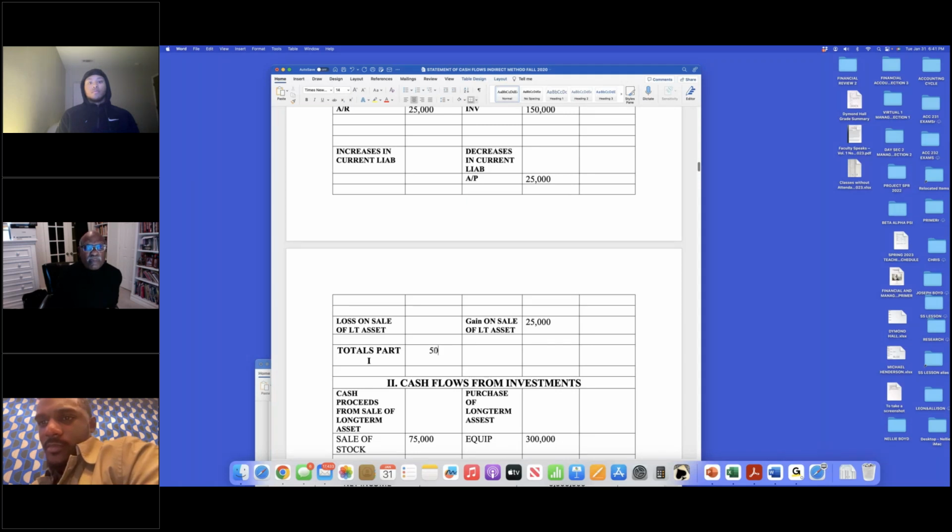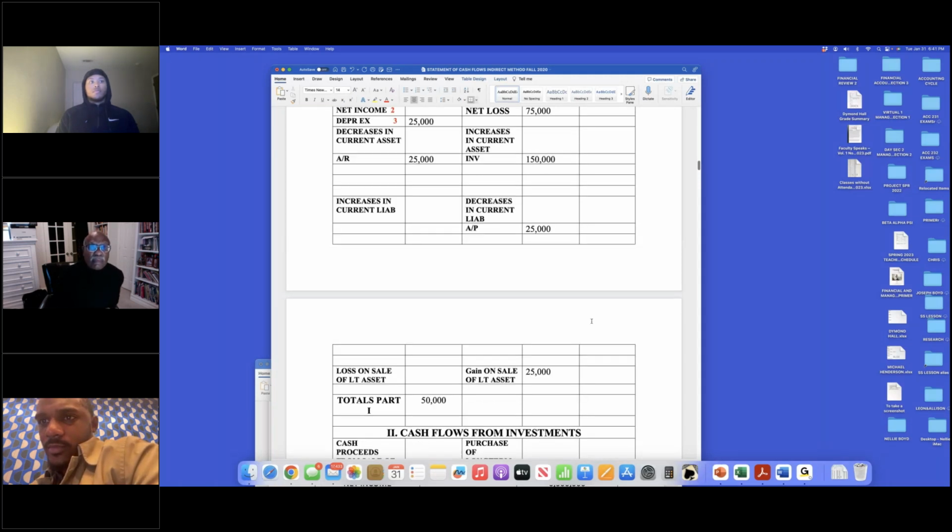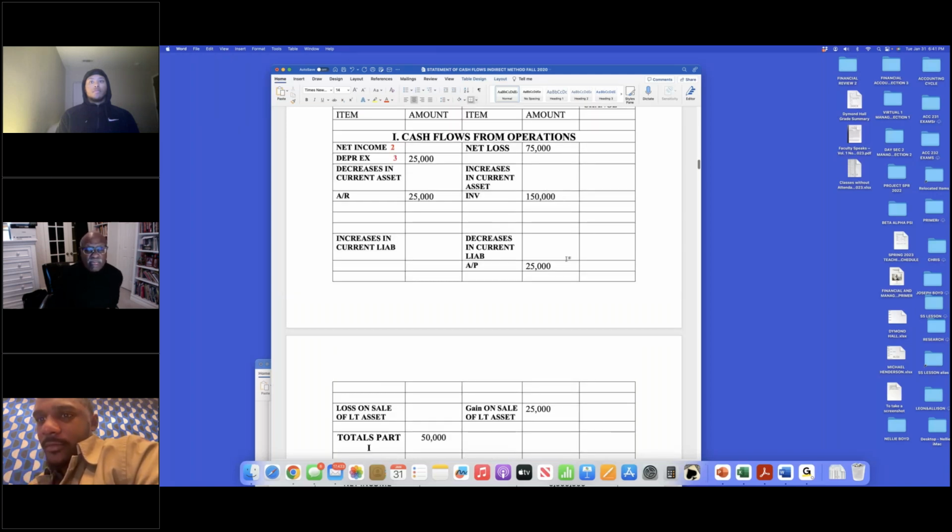What were the uses? Loss, inventory change, paid on accounts payable, gain on the sale of a long-term asset. Those were the uses in this area. So let's add those full numbers up. What do we have? 275,000.